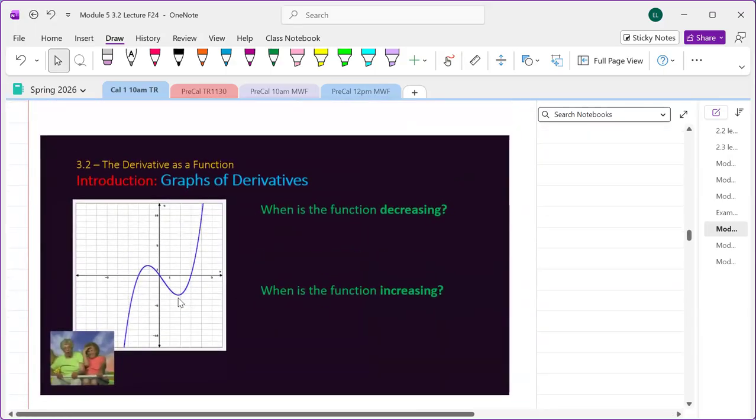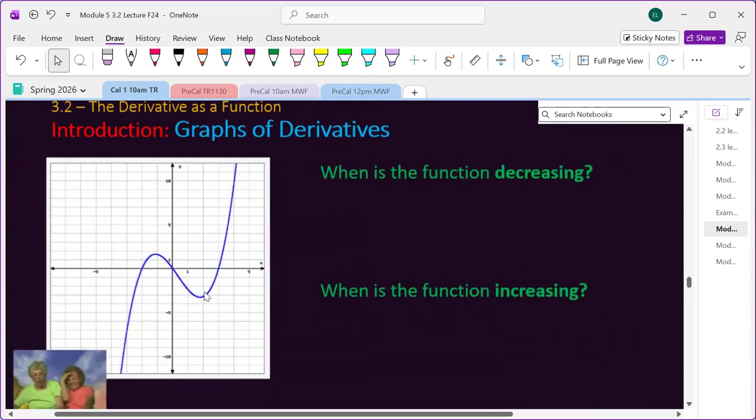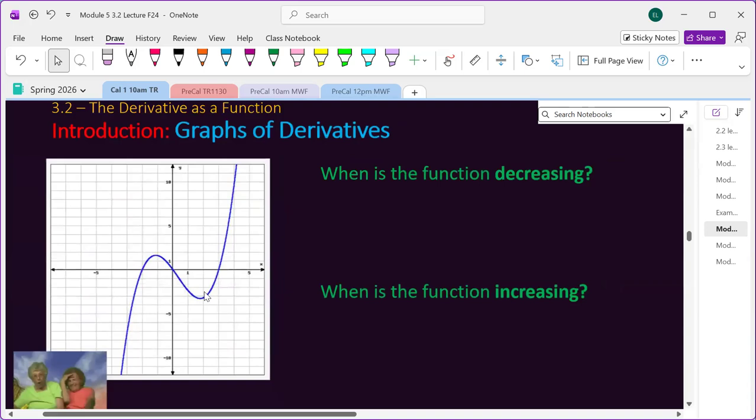So now we're going to talk a little more big picture. What do these things mean? Looking at the graph of our function here, we're going to talk about these words. When is the function decreasing? When is the function increasing? So what do those words mean?